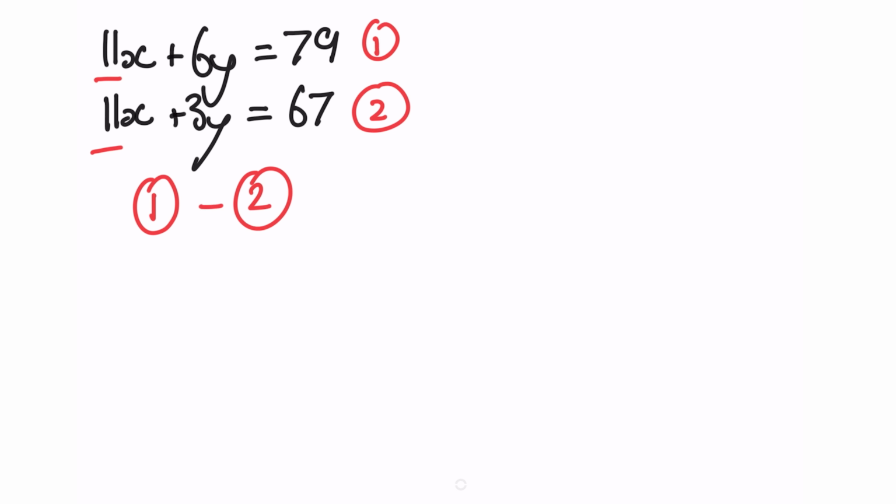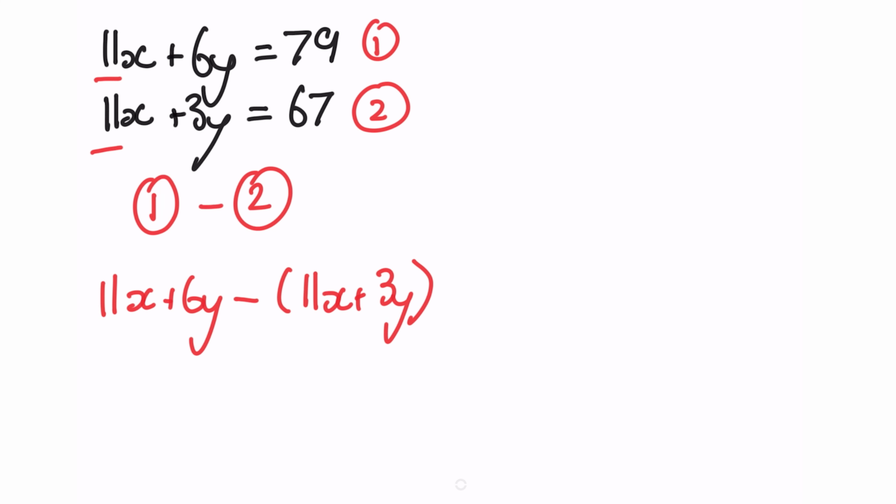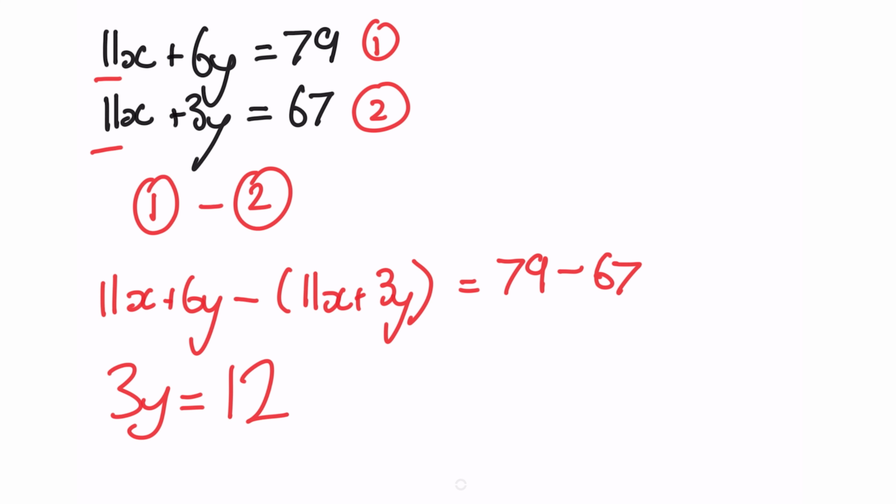So what that means is I'll do 11x plus 6y minus the second equation, which is 11x plus 3y, will equal 79 minus 67. Now what happens is 11x minus 11x, well, the x's cancel out. So what I'll have is 6y minus 3y, which is 3y, and 79 minus 67, which is 12. Therefore, y is 4.